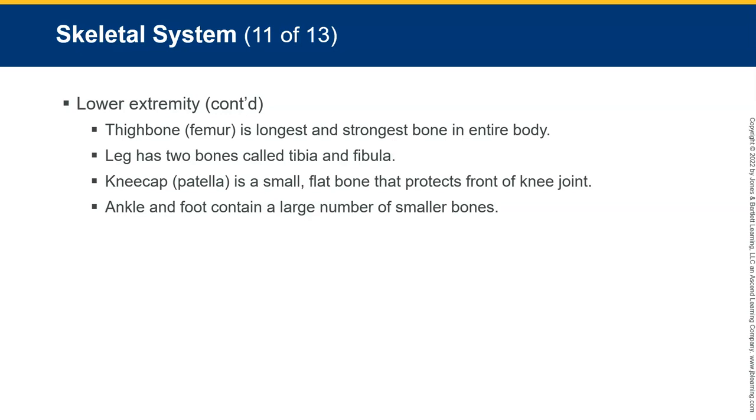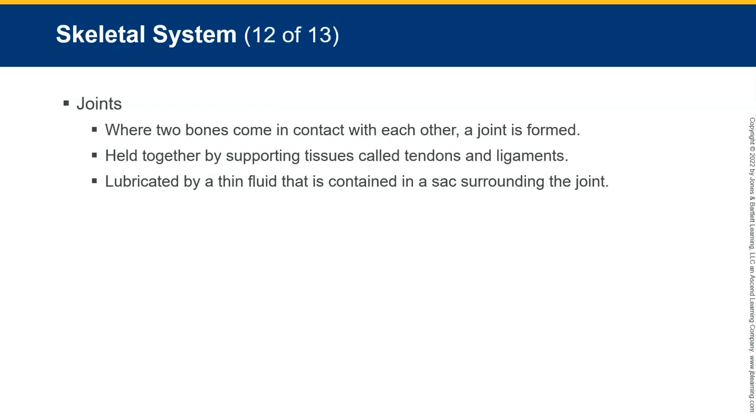And much like the radius and the ulna, when you talked about the forearm, we have the same thing in the lower leg. Now the patella or the kneecap, that's a small kind of a flat bone. It protects the front of the knee joint. Then we move on down. Ankle and foot contain a large number, as you're aware, of smaller bones.